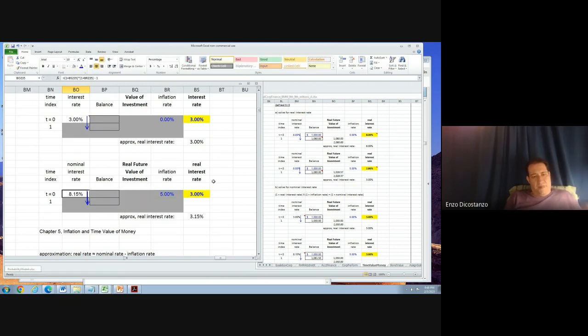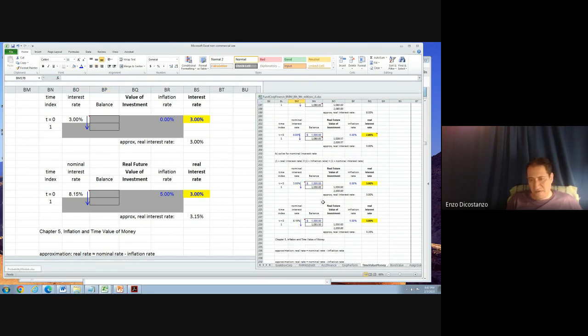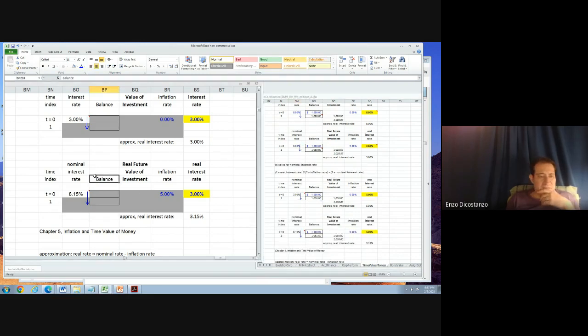Okay. When you have 5% inflation and you want a real 3%, you've got to have a nominal of 8.15, right? Okay. Oh, I have 2 of these. There's just 1. Okay.